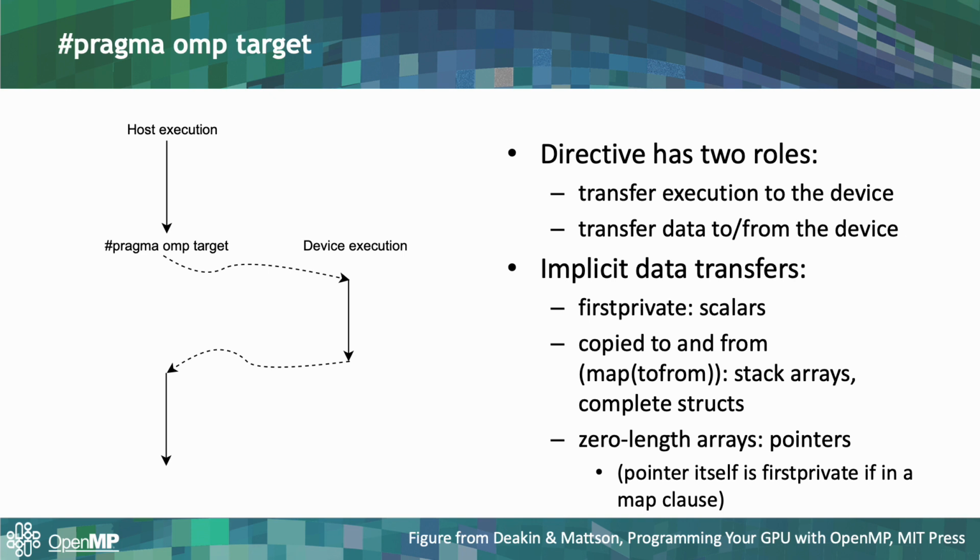Now, OpenMP calls this idea of copying data between the host and the device mapping, and there are lots of strict rules about how that works, but as we'll see in the next few slides, when we talk about the map clause, how that actually works. So things like stack arrays and complete structs, they are implicitly copied to and from the device at the beginning and end, respectively, of the target task that runs.